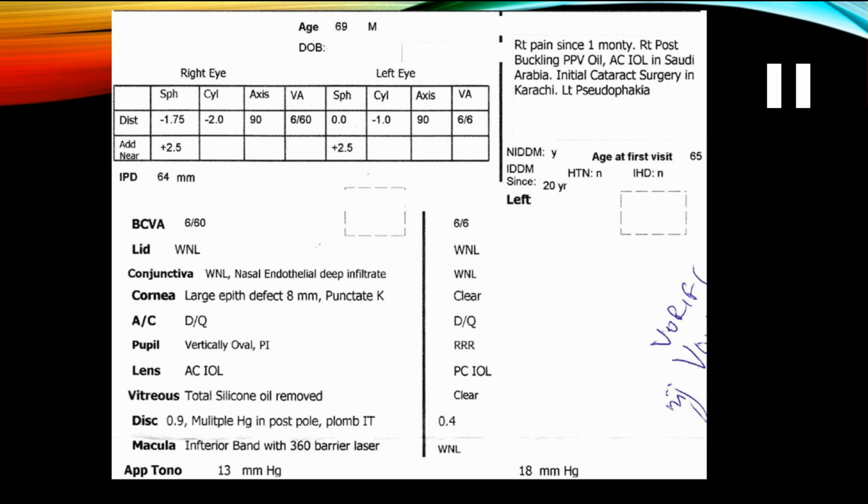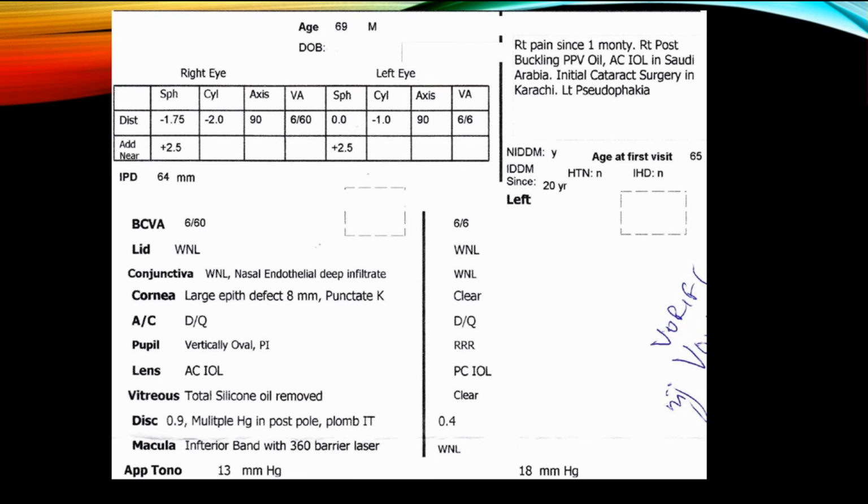This patient was a 69-year-old male who presented with pain since 1 month and right post-buckling pars plana vitrectomy oil with ACIUL. He had initial cataract surgery done in another city. On his last visit, his visual acuity was minus 1.75 sphere with a -2 cylinder at 90, and his vision was 6/60. He had a recent removal of corneal suture, and he came with a large epithelial defect which was 8 millimeter in size with punctate keratitis.